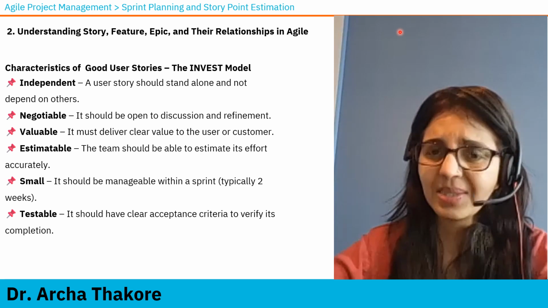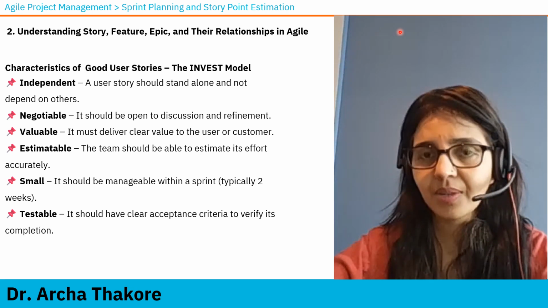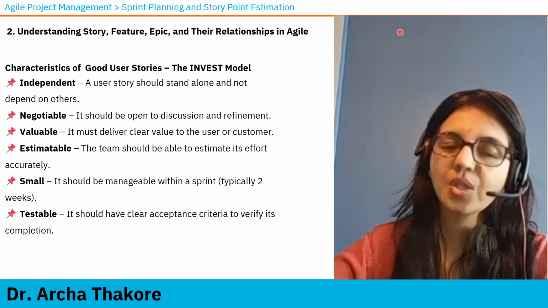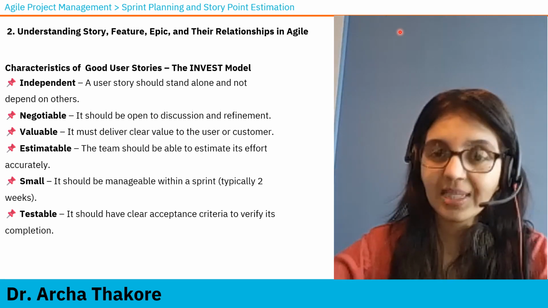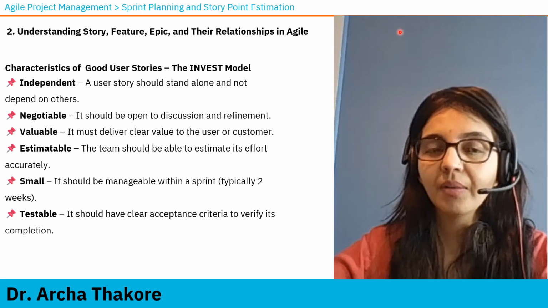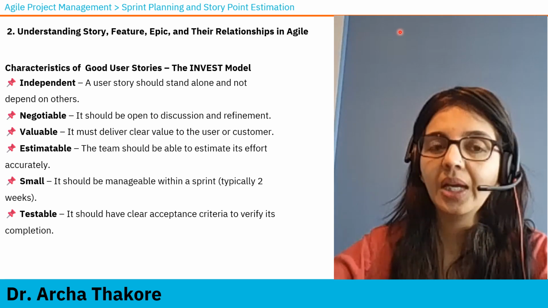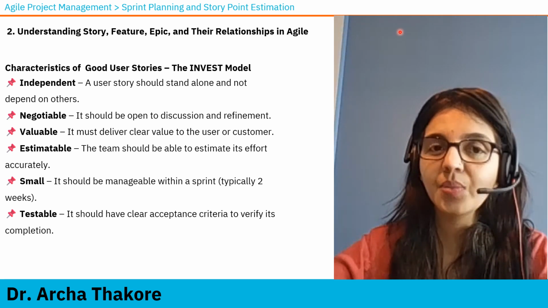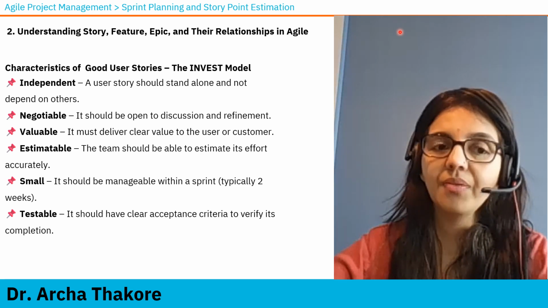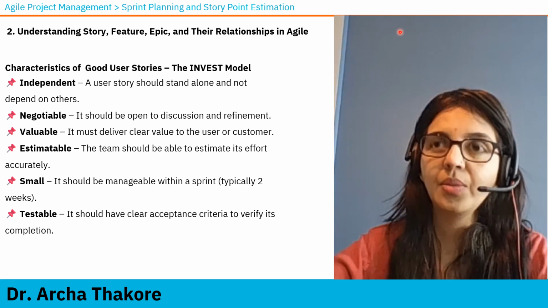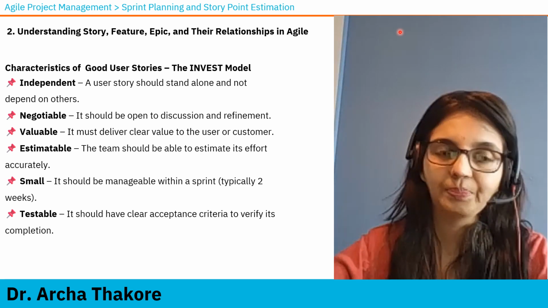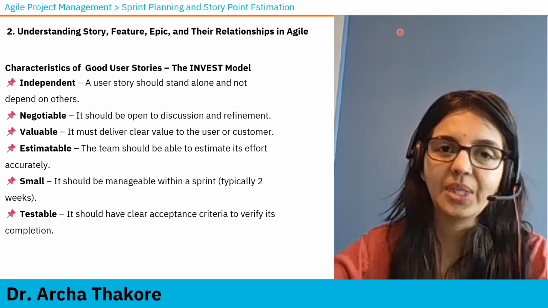Valuable. It should make sense to the customer. Otherwise, what's the whole point of doing this? Estimatable. It should be measurable. You should be able to create an acceptance criteria, which we will talk about later. But when that story is done, you should be able to mark it complete. You should be able to assess that this is done. That is the meaning of estimatable. You should be able to understand how long it will take to complete this story. Okay, this is the meaning of estimatable.